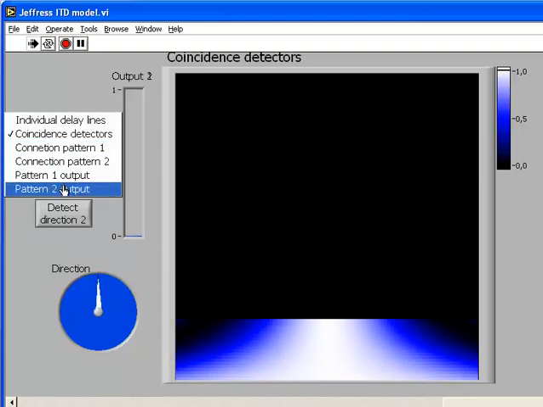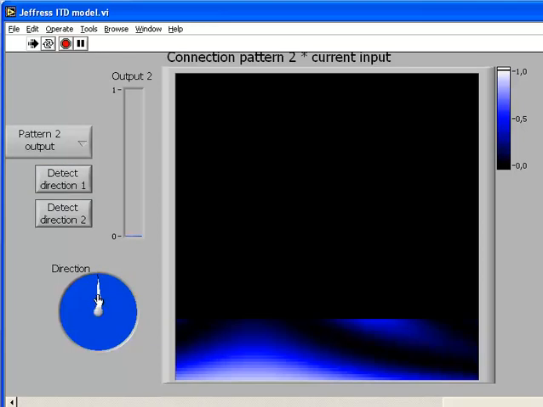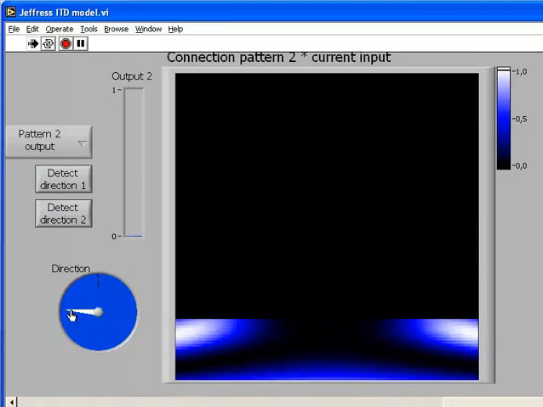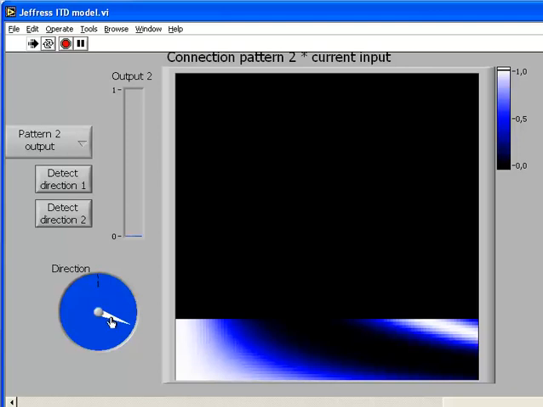If I now look at pattern 2 output, what I still get is a reasonable match here. It's just that the output here is fairly low because one thing I haven't introduced here is a normalization which looks at what is the maximum it can get at any one point, which basically takes into account that I haven't got those inputs. I haven't added that to the program.